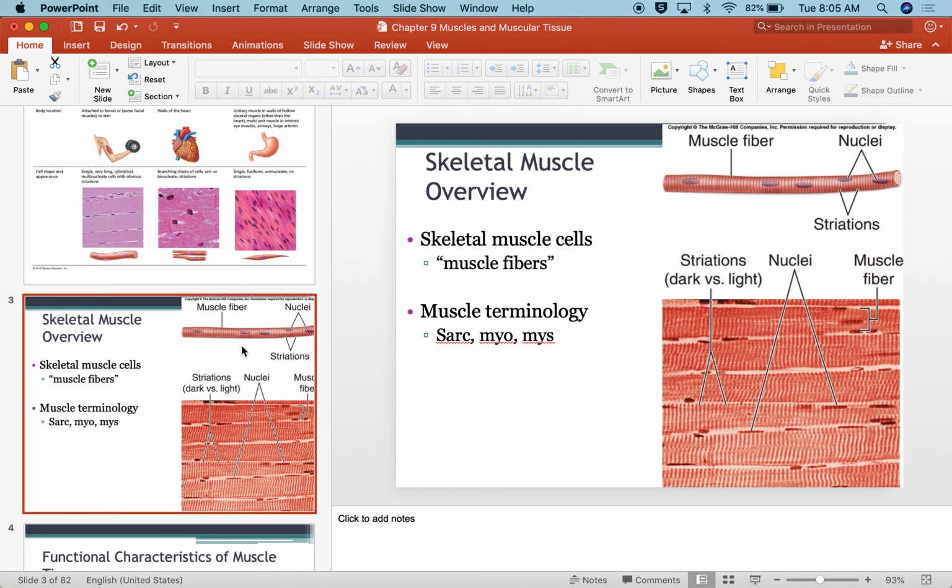All right, so focusing back in on the skeletal muscles. So skeletal muscle cells are also known as muscle fibers. So don't get confused when you hear the word muscle fiber, just think of it as a muscle cell. And you'll see these portions of words, sarc, myo, mys. These are all parts of words that indicate we're talking about skeletal muscle.